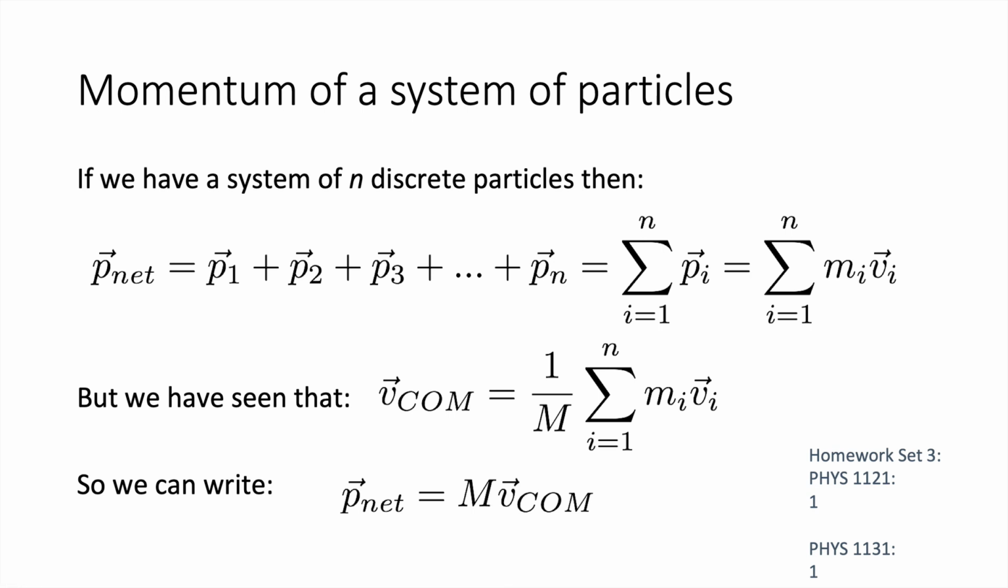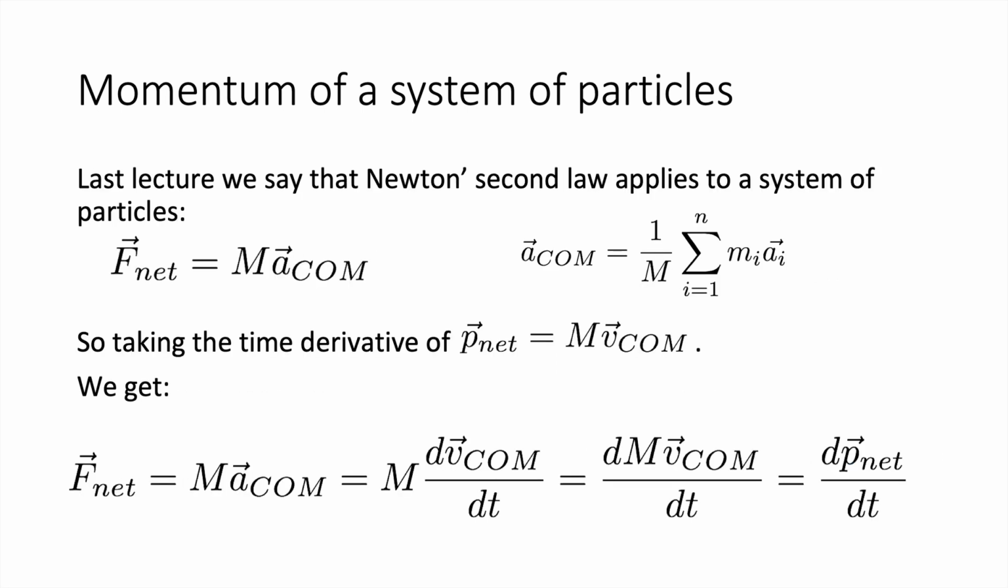So let's have a look at why this can be so powerful. Last lecture we said that Newton's second law applies to a system of particles. So the net force is equal to the mass times the acceleration of the center of mass, where the acceleration of the center of mass is equal to 1 over the total mass times the sum of each of the individual particles' mass times the acceleration.